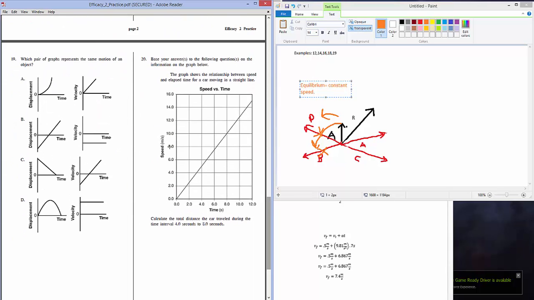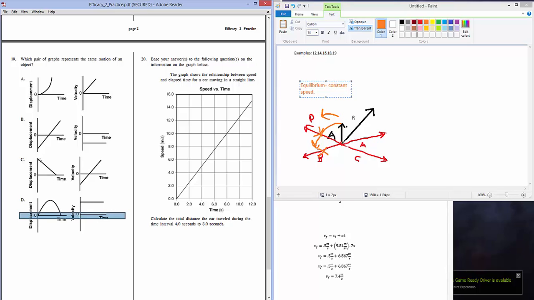Last one on our list is number 19. Which graphs represent the same motion of an object? Like these questions, you basically just look at them one at a time and see if they make any sense. I'll go from the bottom going up. Displacement increasing and then going back to the beginning, and then the velocity graph is saying you're constantly at positive velocity. That makes no sense at all.